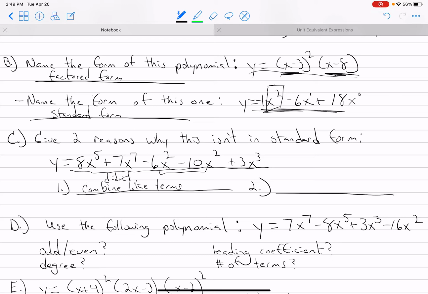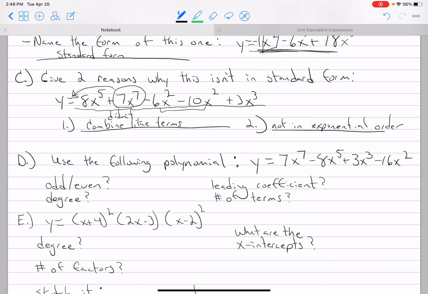Also, the next thing you should have seen is that it is not in exponential order, right? This 7x to the 7th should have been the first one there. So, if you're really slick with yours, you would have noticed that this is the standard form version of this. Okay, so it should have been 7x to the 7th minus 8x to the 5th plus 3x cubed minus 16x squared.